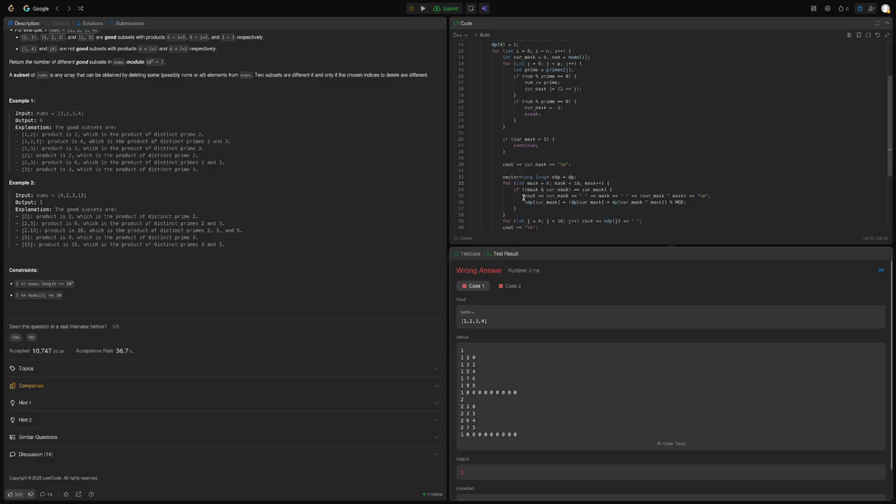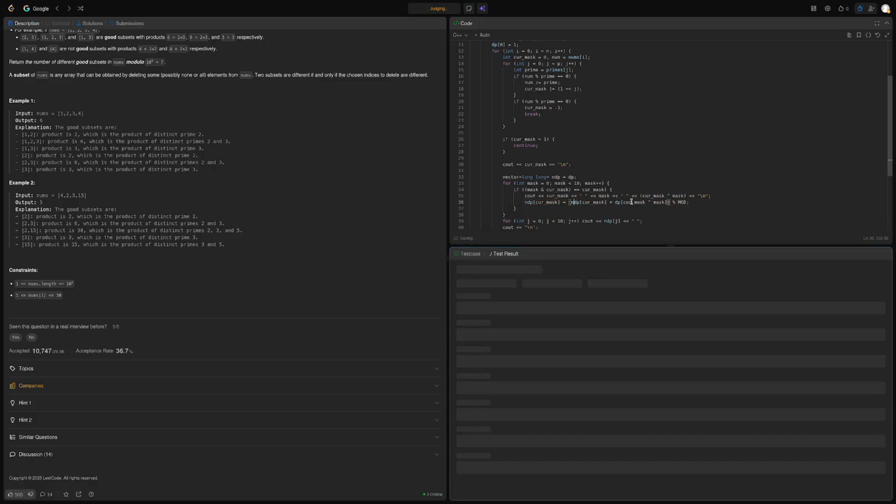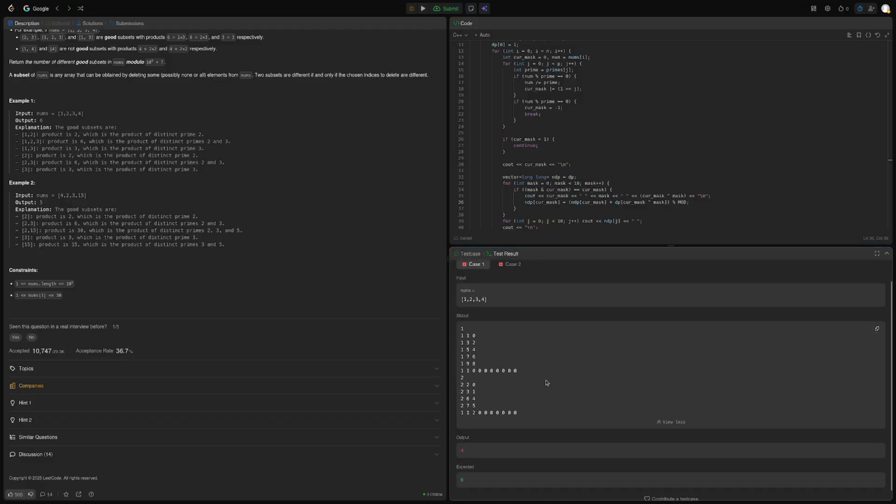So how many ways can we make up? Okay, so current mask is 1, that's fair. 3, this, 7, 9. Okay, it says 0. So ndp of current mask should equal to, oh my days, I am so dumb. I'm so dumb. Okay, so this is 4.